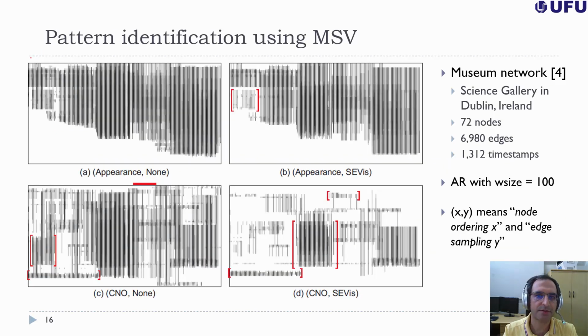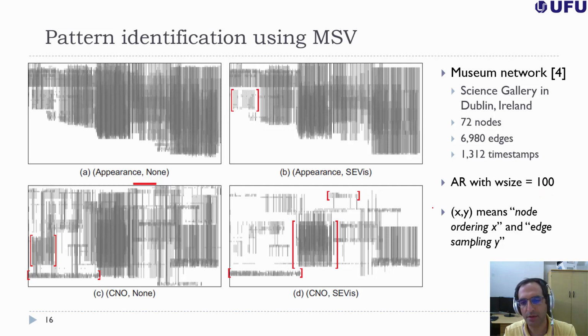Here you can see the first results of our combinations. We will perform the task of pattern identification using MSV. In these 4 examples, we can see a visualization of part of what we call the museum network. This network is a contact network between the visitors of the Science Gallery in Dublin, Ireland. It has 72 nodes, about 7,000 edges, and 1,300 timestamps. In all cases, we use adaptive resolution with window size of 100.